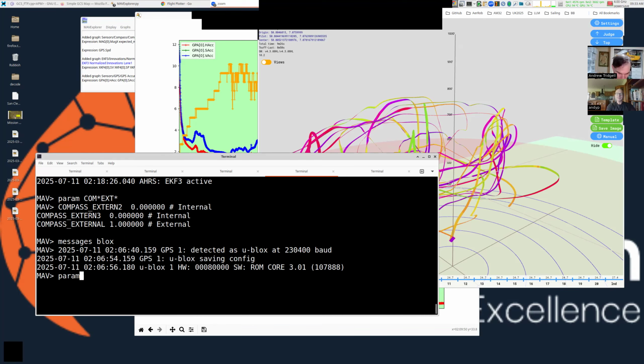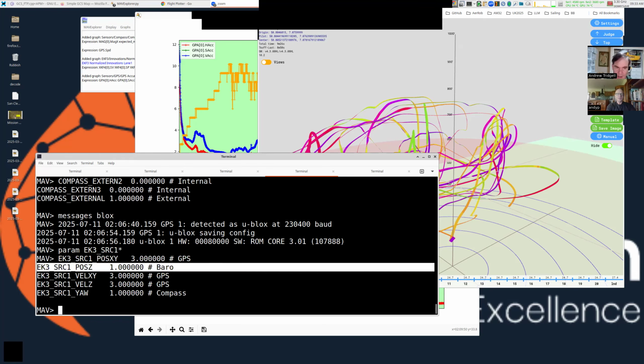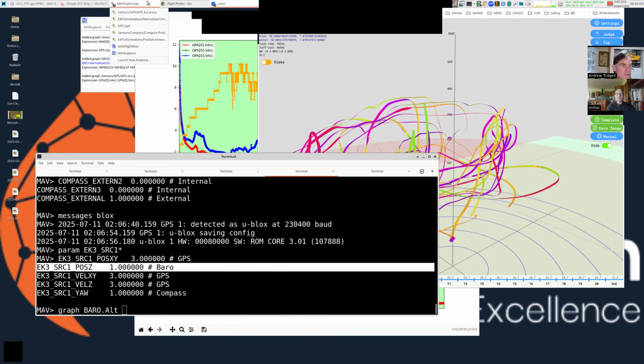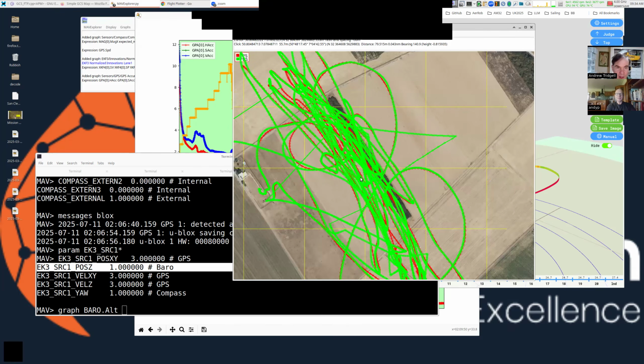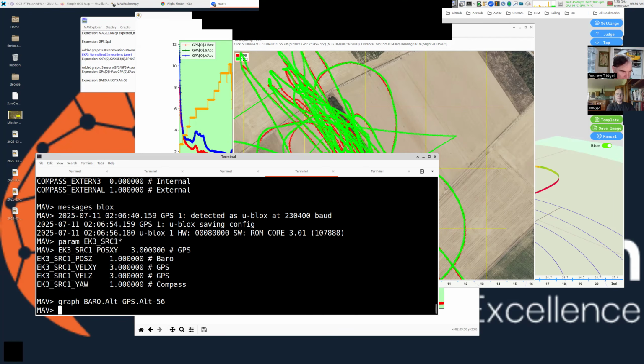Let's have a look at whether he was using the Baro at all. So he was using barometric pressure for height, right? So the vertical position of the GPS wasn't being used at all. And let's have a look at his baro.alt, and we're going to have a look at, again, what the height of his flying fields. It looks like it's height about 56 meters above sea level. GPS dot minus 56.